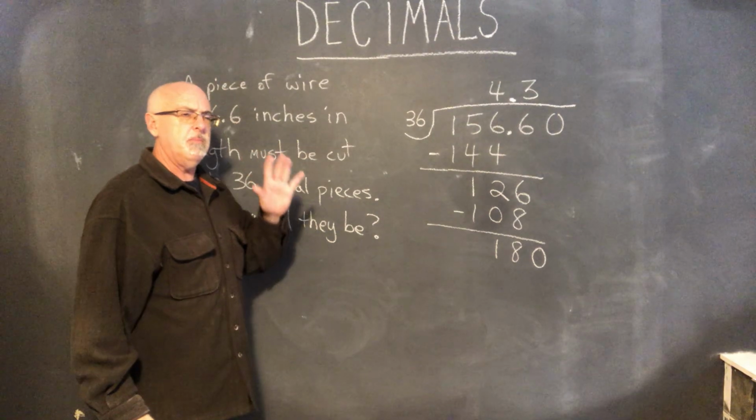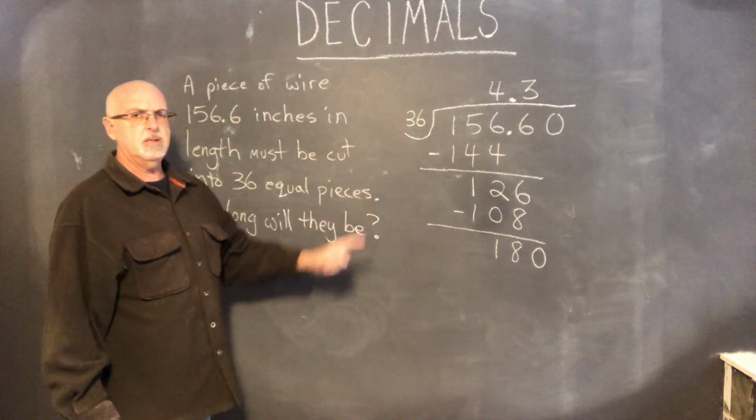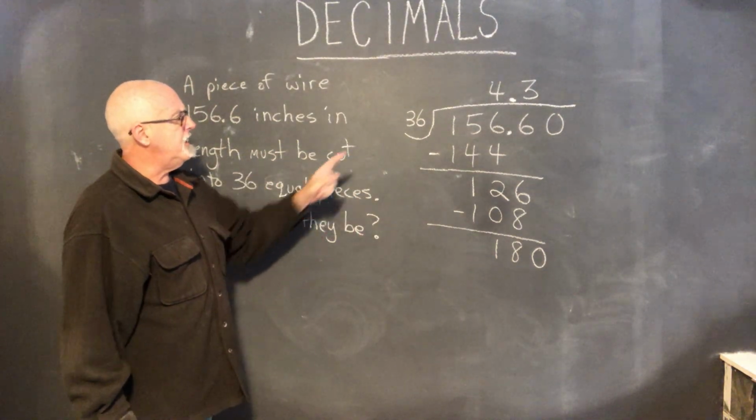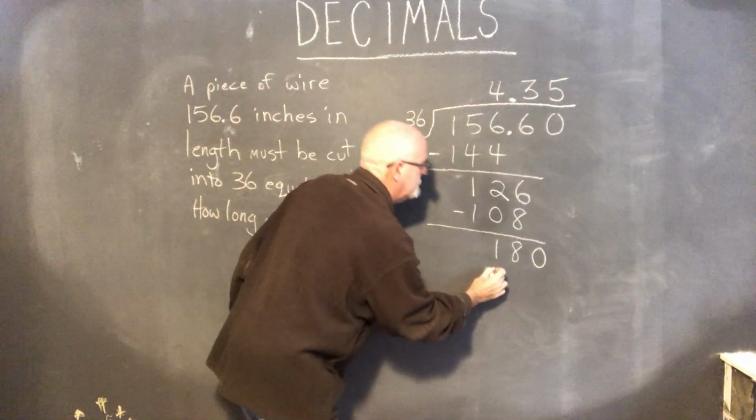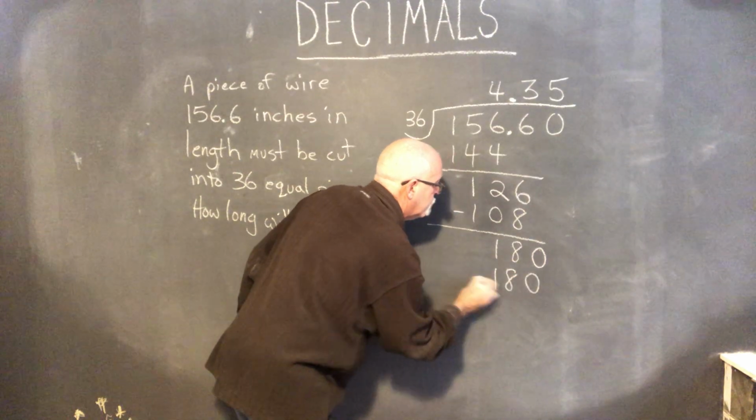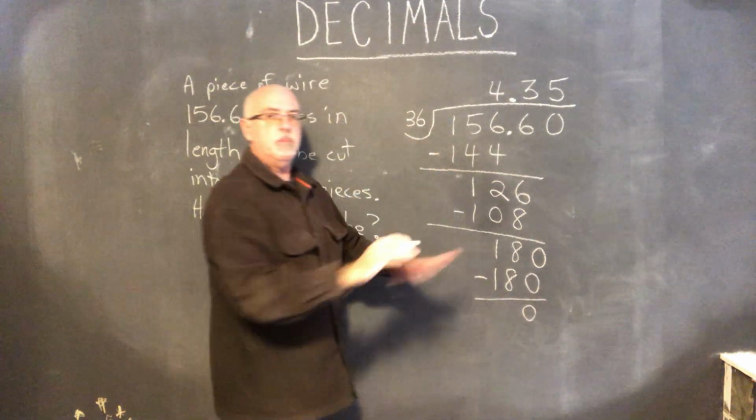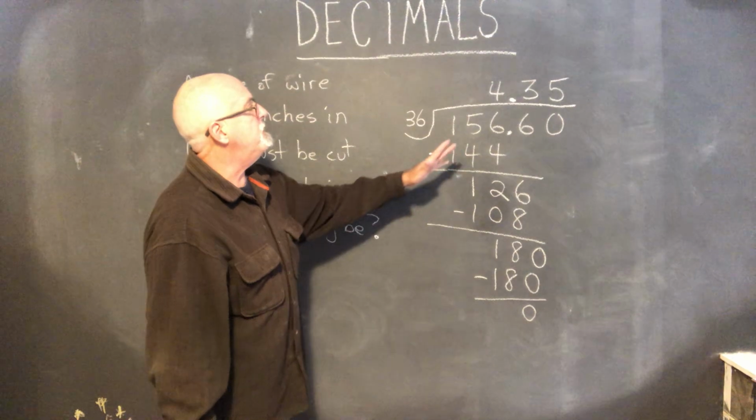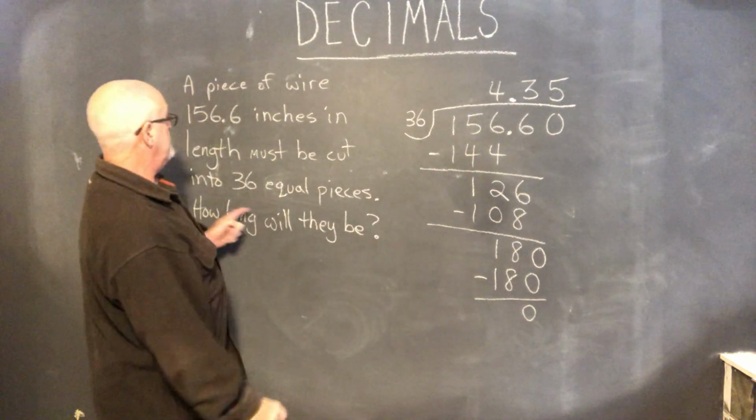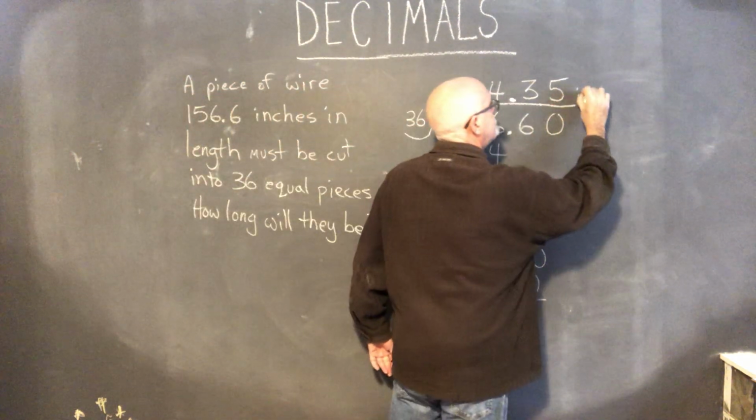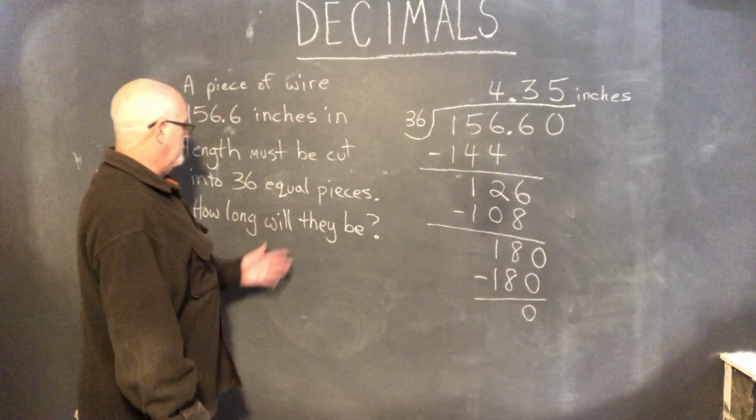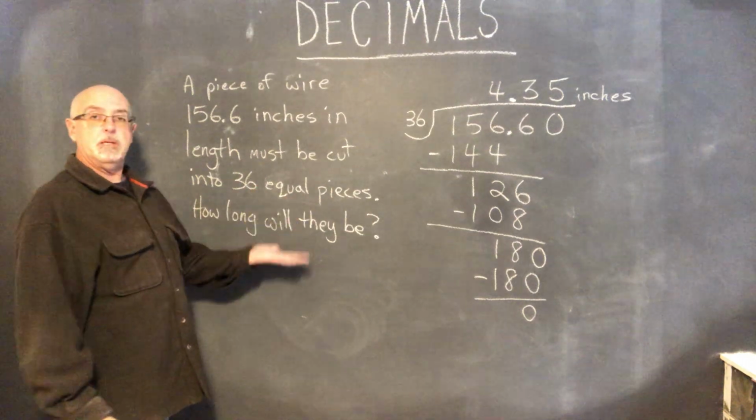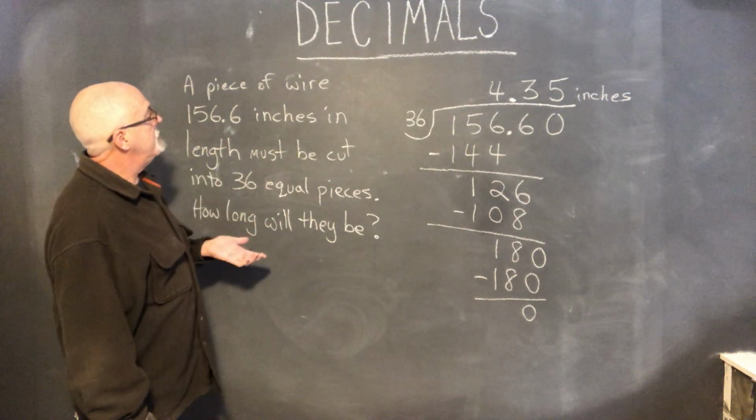And I think we might be lucky here, because 5 times 36, I believe, is exactly 180. Yes, it is. So I'm putting my 5. 5 times 36 is 180. Subtracting, getting a 0, so I know I'm done. I have a perfect answer. 4.35 inches are the length of the 36 equal pieces I'm going to get from this wire.